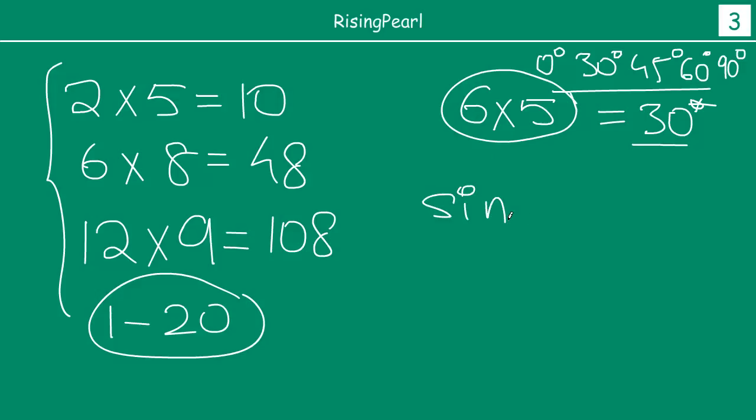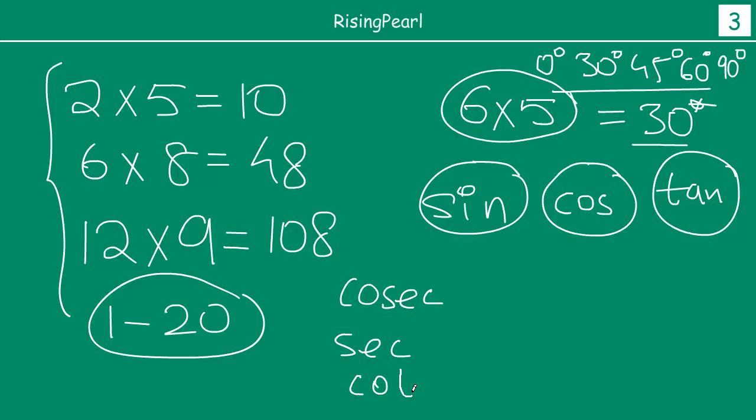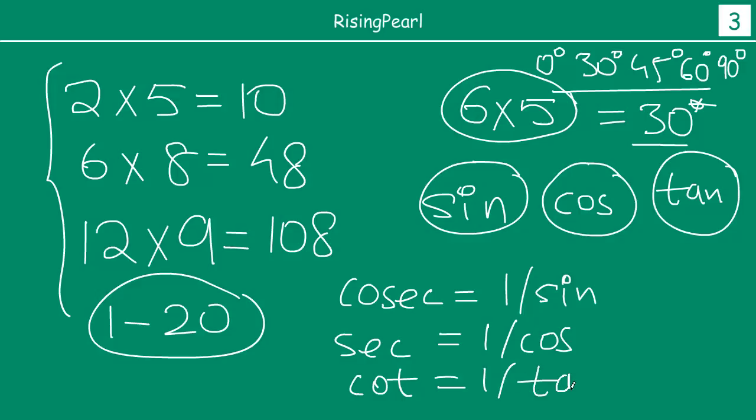Right? So one simple technique you can use is, if you remember all the sine values, cos values, and tan values, that is, if you can remember half of them, if you can remember 15 of them, then you can very easily write cosec, sec, and cot, because cosec is nothing but 1 by sine, sec is nothing but 1 by cos, and cot is nothing but 1 by tan. Right? So if you remember for each of these angles the sine, cos, and tan, then you can easily deduce cosec, sec, and cot.